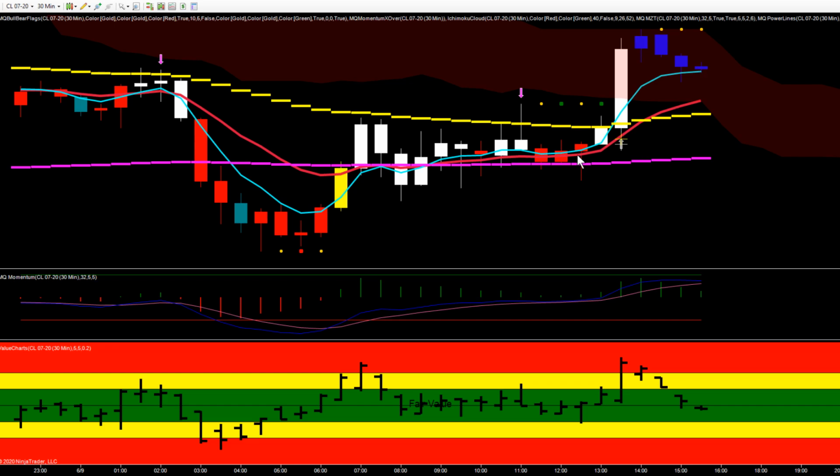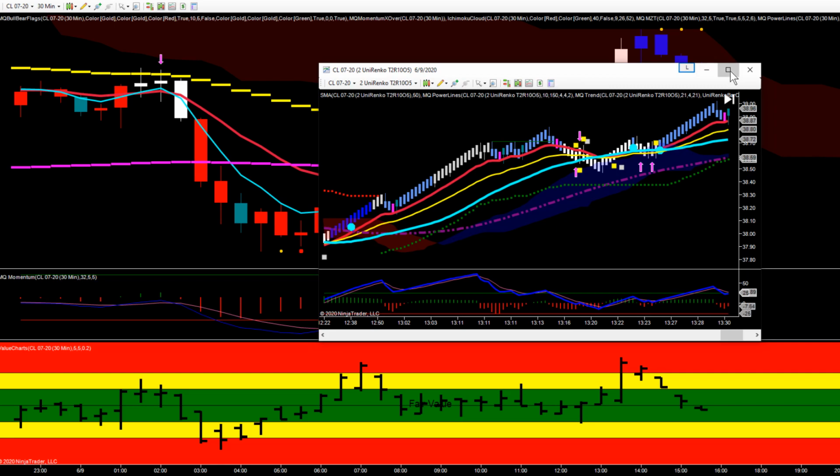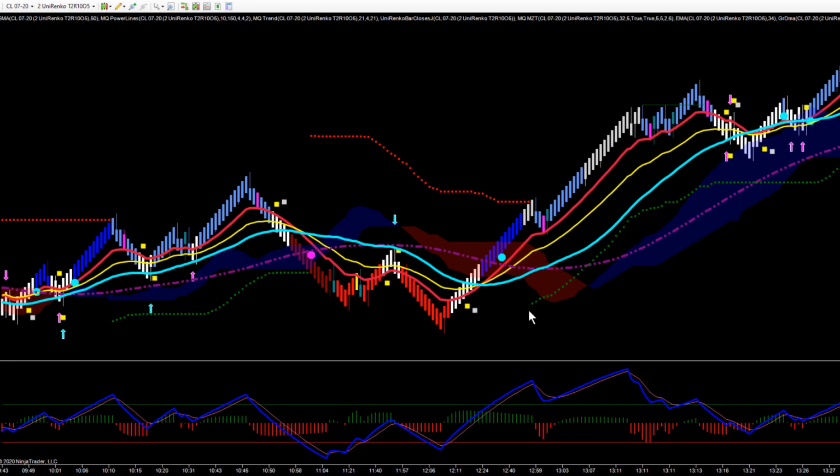Typically, if we were going to take that as an actual entry, when that bar triggered above 38.07, our stop would have to be down below 37.72. That's close to a 40-tick stop. We don't want a 40-tick stop. So we now have a trigger off of our 30-minute chart, and then we'll drill down into our Unirenko chart and see if we can get an entry that gives us a lower risk entry.